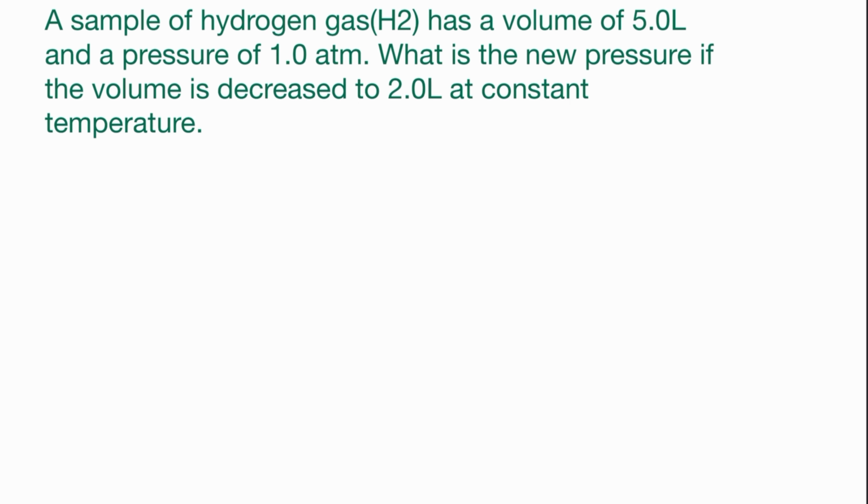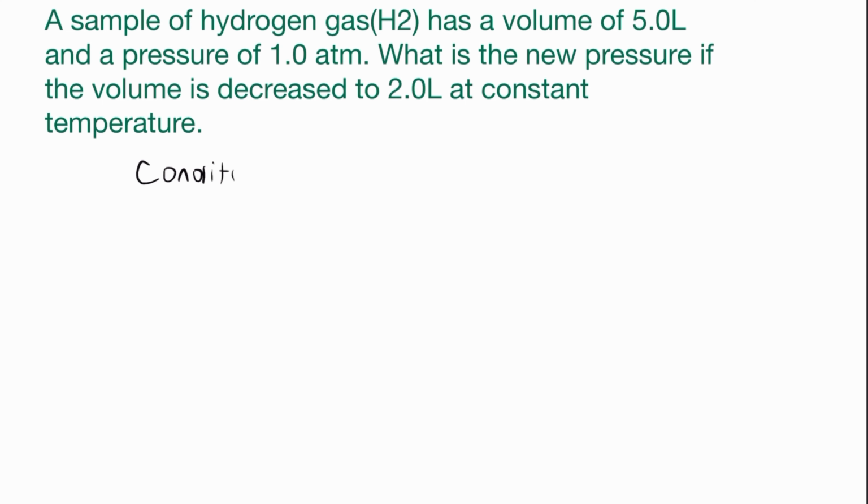So let's look at some examples. The first example here, we have a sample of hydrogen gas that has a volume of 5.0 liters and a pressure of 1 atmosphere. What is the new pressure if the volume is decreased to 2.0 liters at constant temperature? Well, let's go to our condition thingamajigger that we have here.